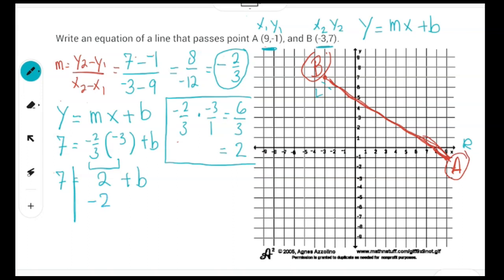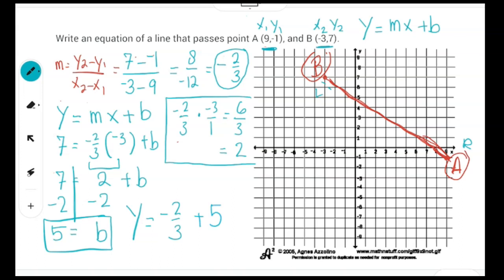Subtract 2. Whatever we do on one side, we do on the other side of the equation. So b will equal +5. We're done with this equation. So the equation for that line will be y equals -2/3x plus 5. Got it?